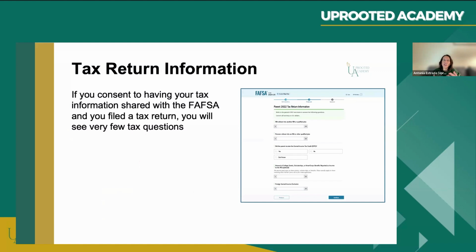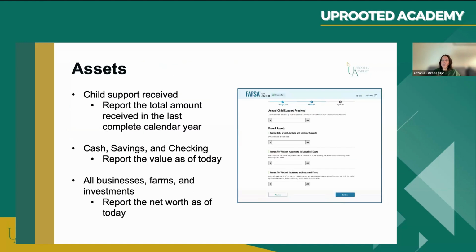Tax return information, just like in the student section, if you consent to having your tax return shared with the FAFSA and you file the tax return, you will see very few tax questions that you have to answer. This page asks parents about their assets. Here you will see that child support is included as an asset. Child support received is not included as income.